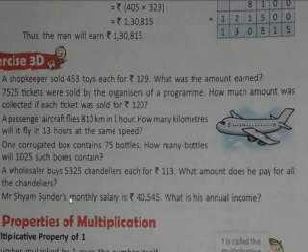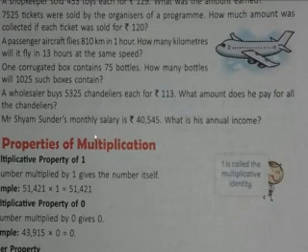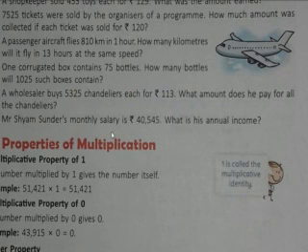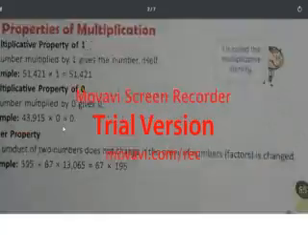So here it has been said the same thing, that a wholesaler buys 5,325 chandeliers, each for rupees 113. What amount does he pay for all chandeliers? Of course, the total cost will be the number of chandeliers into the cost of one, that means 5,325 into rupees 113. So I had written the same things here.